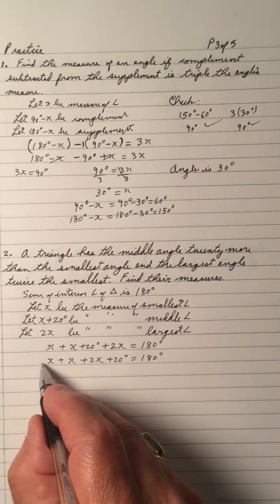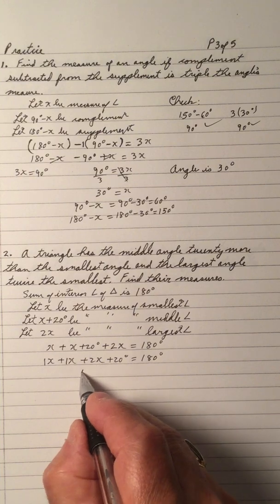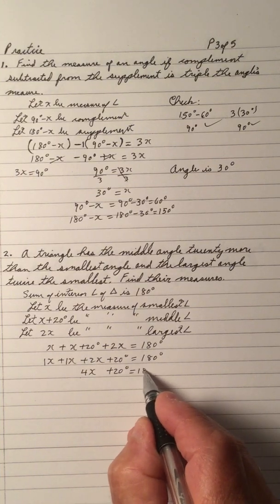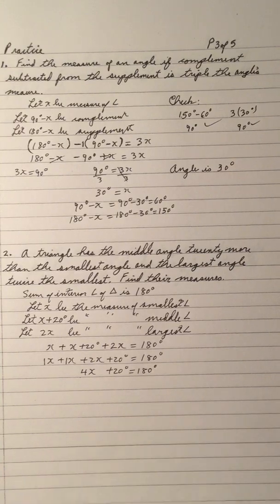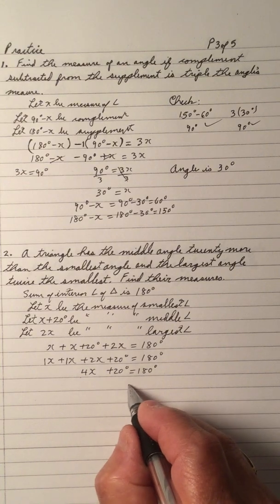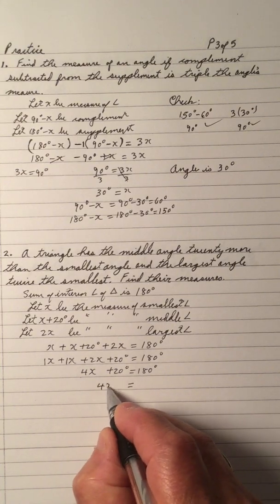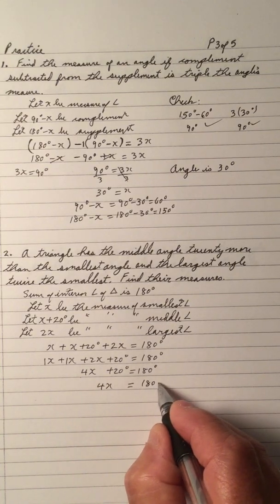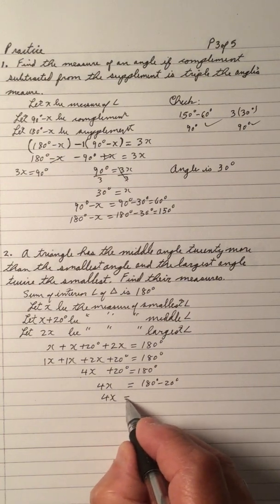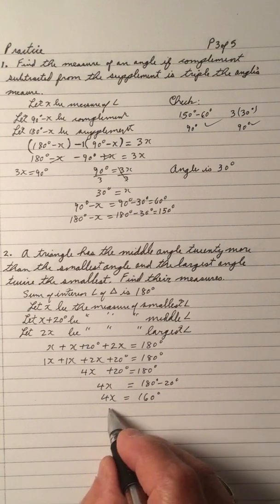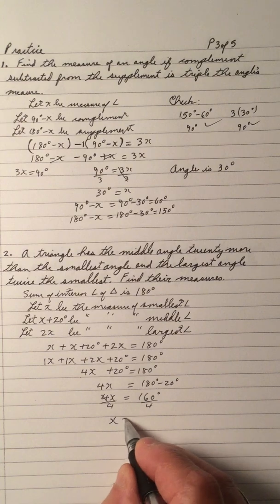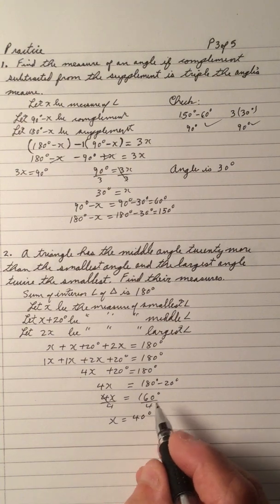Group the x's together, so 1 plus 1 plus 2, so 4x plus 20 equals 180. Notice I'm simplifying each side before I start to transpose. So the variable 4x is on the left, and the 20 degrees moves to the right side to become negative. So 4x is 160. Divide by 4. 4's cancel, so x is equal to 40 degrees.